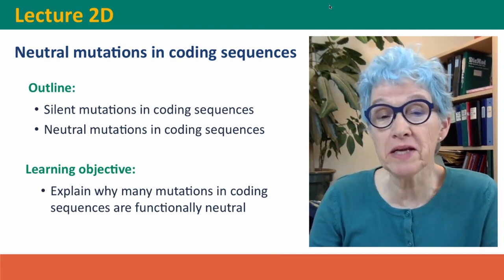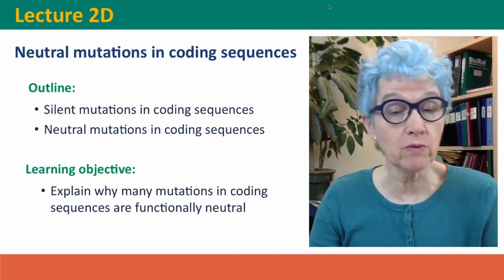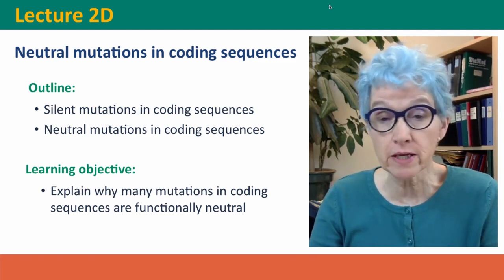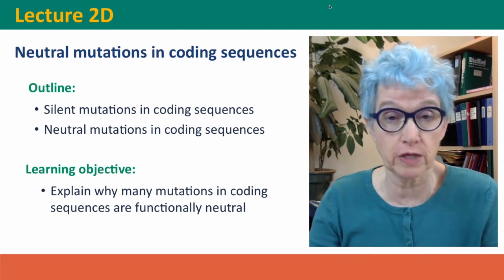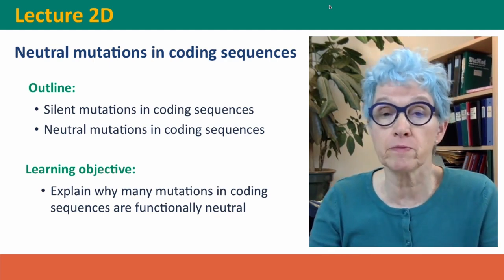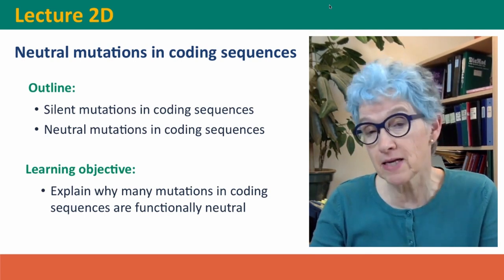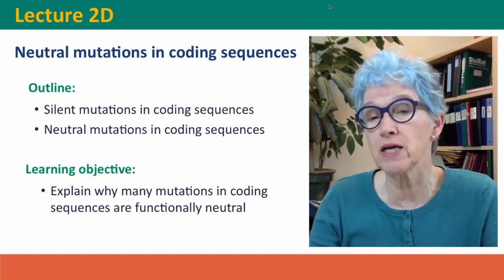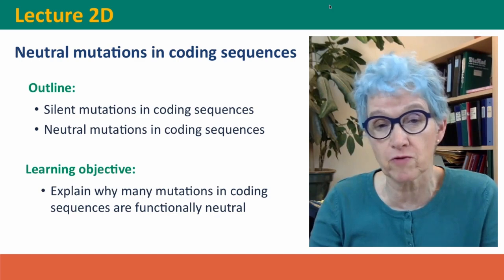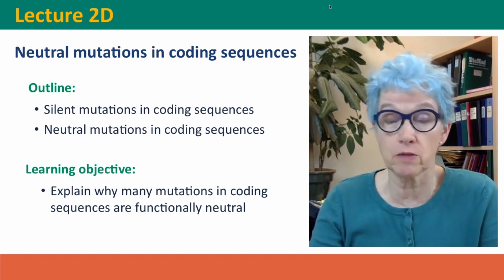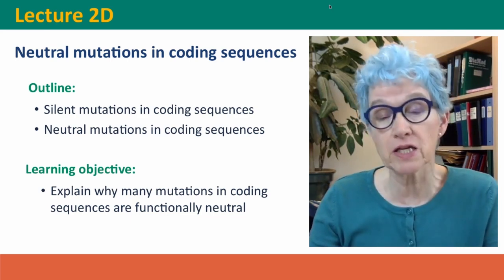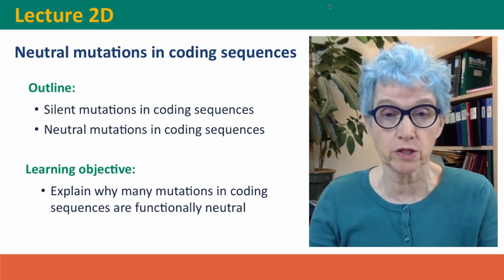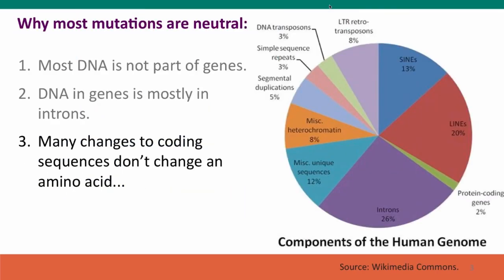This is Lecture 2D. We're going to talk about 2 ways that mutations that are in coding sequences may nevertheless not change the function of the protein they specify. The first is that the mutation may be silent, that is, it doesn't change the amino acid that it specifies. The second is that the mutation may be neutral. It changes the amino acid, but that change does not interfere with the protein's normal function.